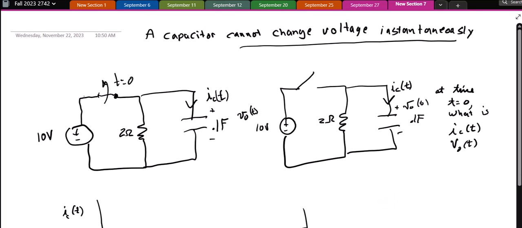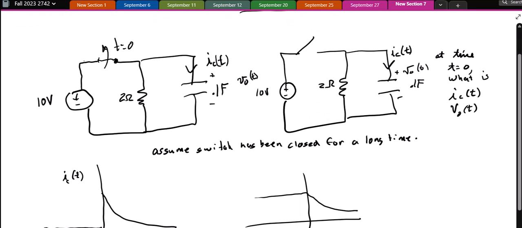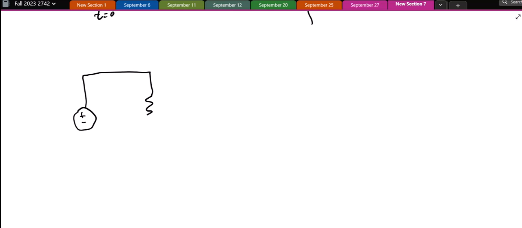So in this picture on the left, assume that the switch has been closed for a long time. A long time meaning at least 5, 6, 7 time constants, and that should be enough for the capacitor to get fully charged. So what happens is, under DC conditions, after the capacitor has been there long enough, it will become fully charged, and it will have some voltage associated with it.